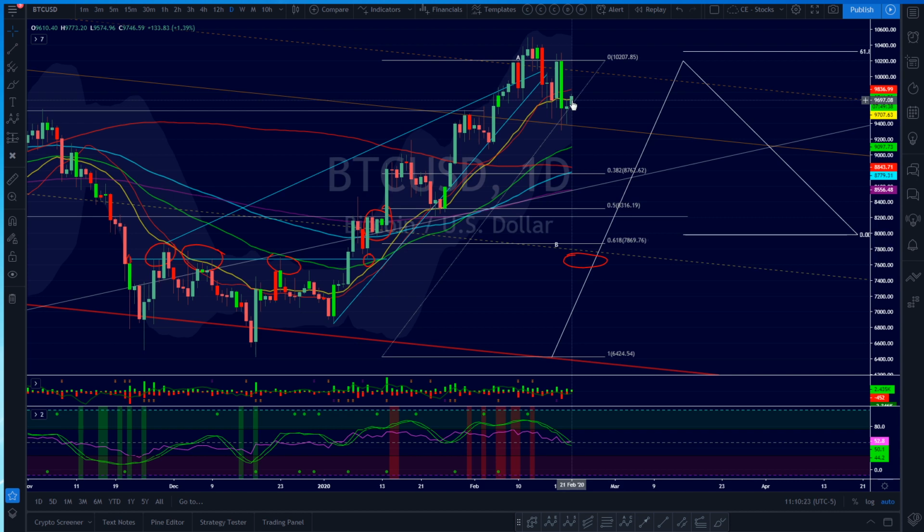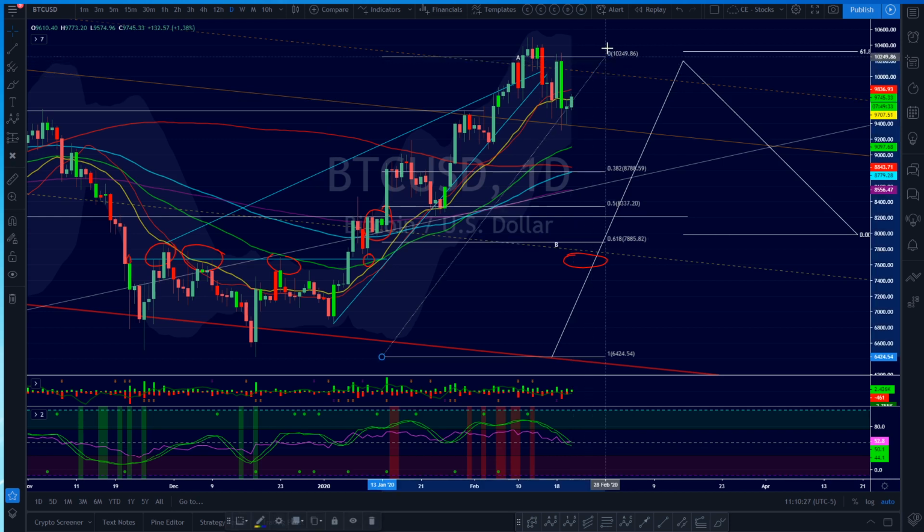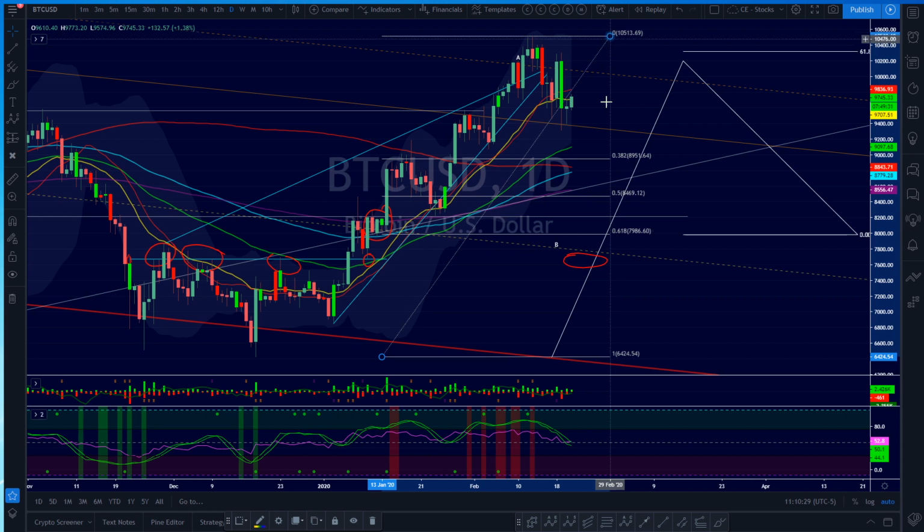I do think ultimately we are going to be pushing down. Let me just go ahead and fix this. This is a fib pull that I've got from a while back, coming down here to the 55, which is at about 9,100. I do think it is possible we come down to 9,100 to 9,000 over probably the next week or so, just to give my overall bias.